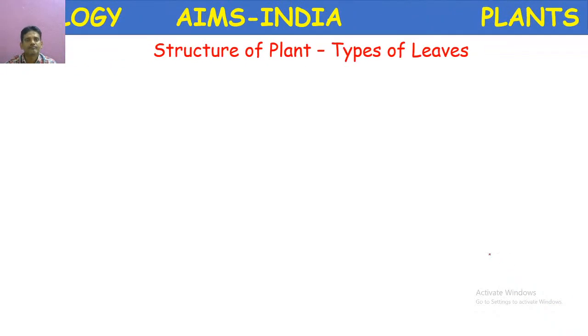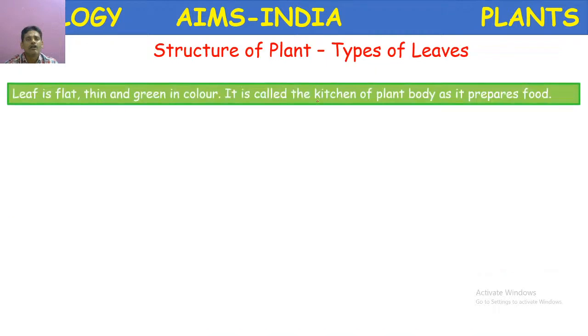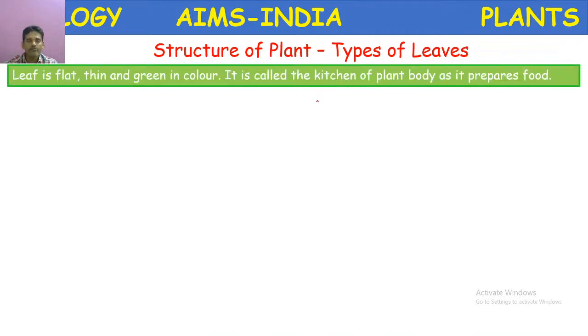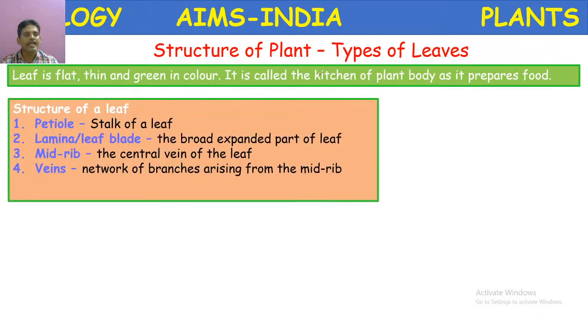Next, structure of plant, type of leaves, a very important part. Leaf. So this is the leaf. A leaf is the most important part of the plant, which is called the kitchen of the plant body, which prepares food material. First, let us discuss the structure, then we will see again.